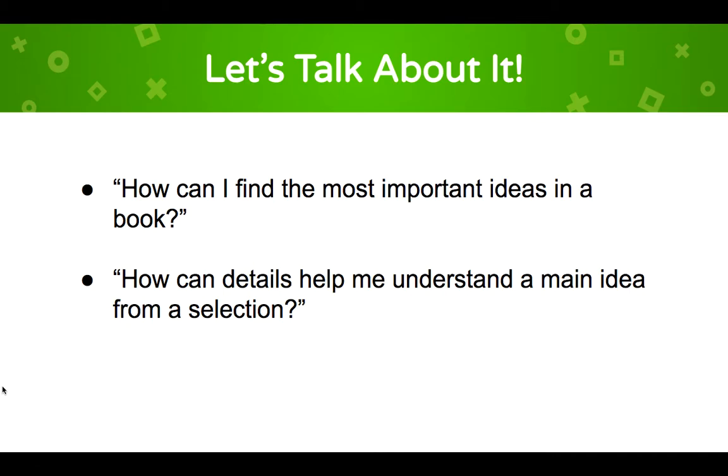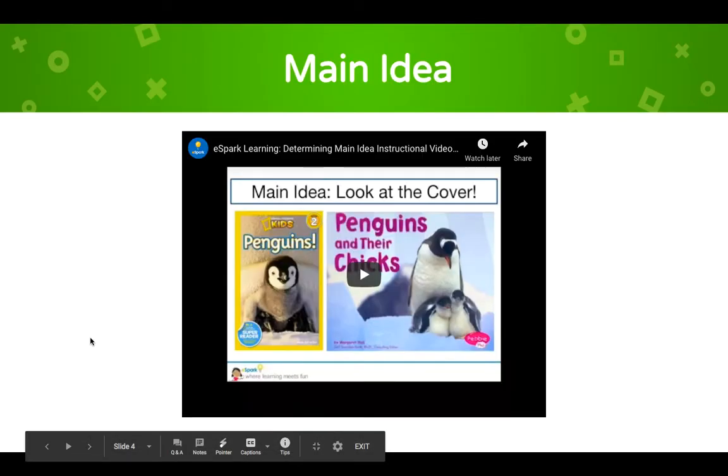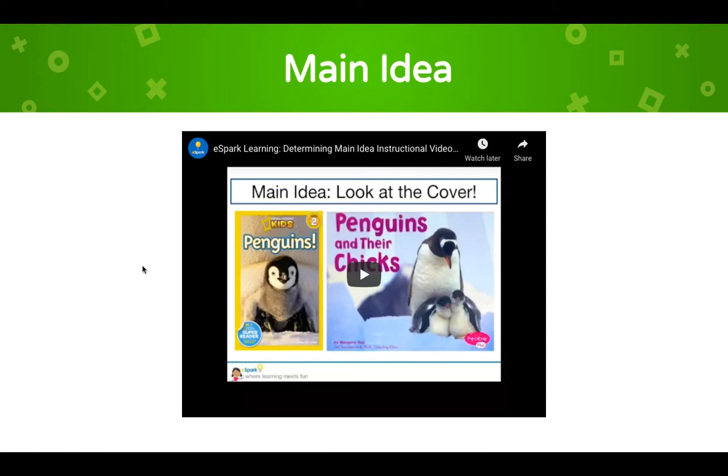How can I find the most important ideas in a book, and how can details help me understand a main idea from a selection? Well, when you look at a nonfiction book, you can look at the title of the book, you can look at the cover of the book, you can go through and look at the pictures in a book, and a lot of times those will give you the main idea, what that book is mainly about. Okay, so let's listen to this video about main idea and see if this helps you understand it a little bit better.